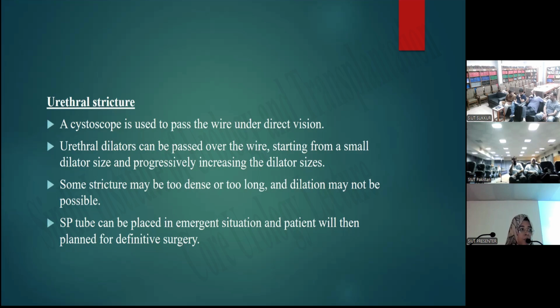Whenever you dilate the urethra, you should always dilate it one size greater than the size of the catheter you are going to use, because the dilators are stiffer than the catheter material, which is more flexible. Some strictures are too dense to be dilated. In that case, you can place the SP tube in the emergent situation and then plan the patient for definitive surgery.